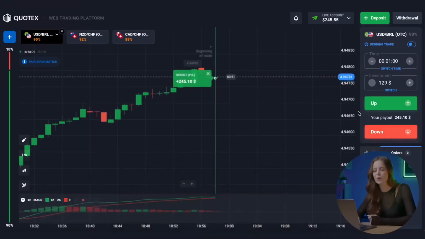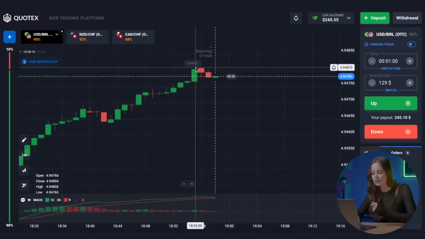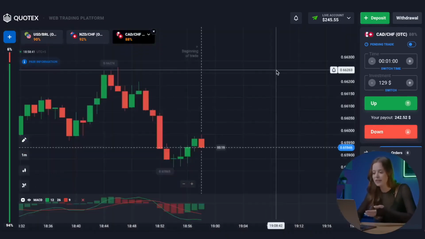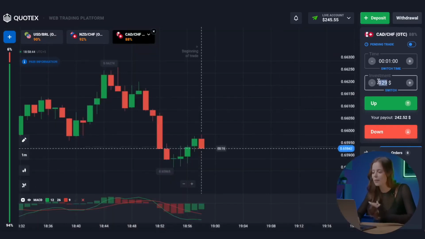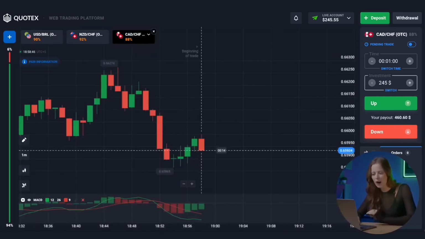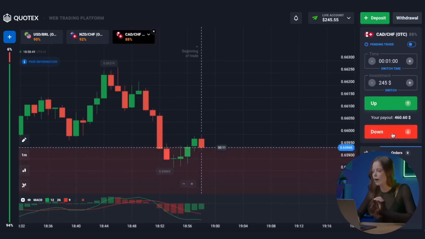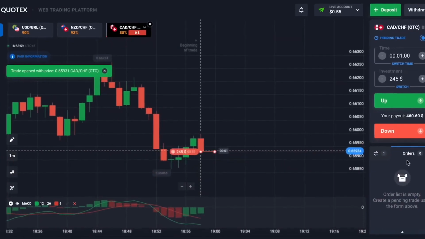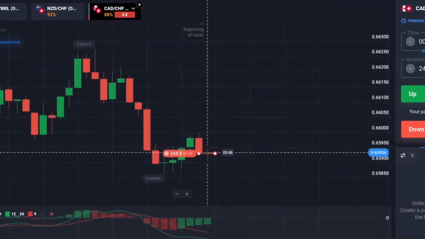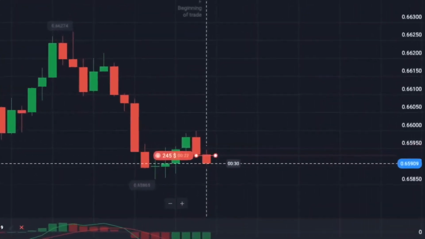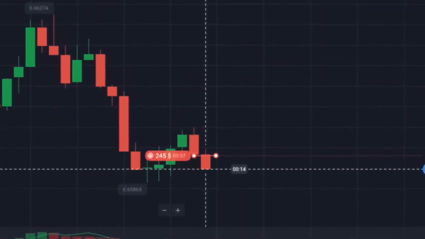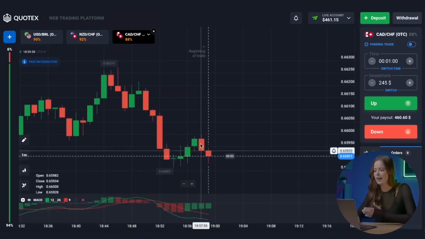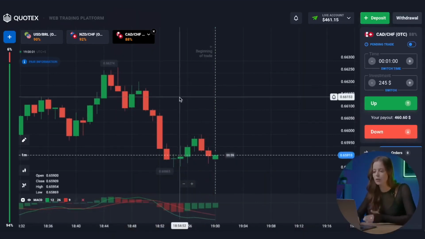From $10 we are already up to $245. This is unbelievable. The movement here is perfectly clear from the MACD indicator, and it's quite obvious that we should put our $245 on the put option. And it's again a win. My balance is already at $461.